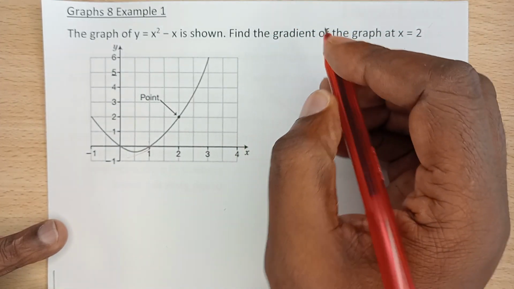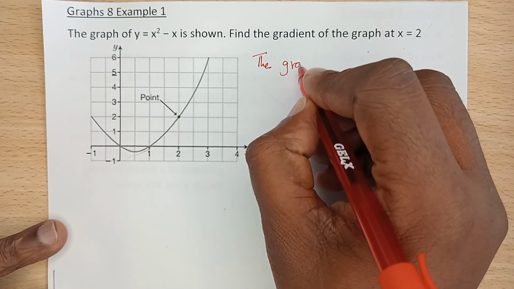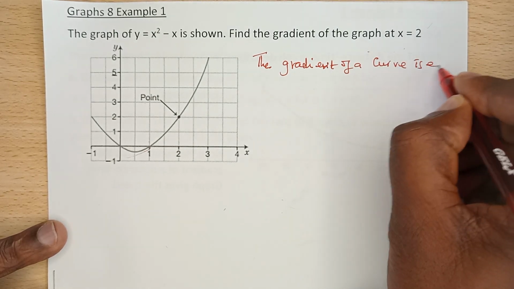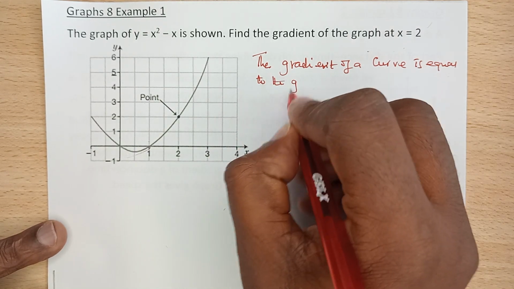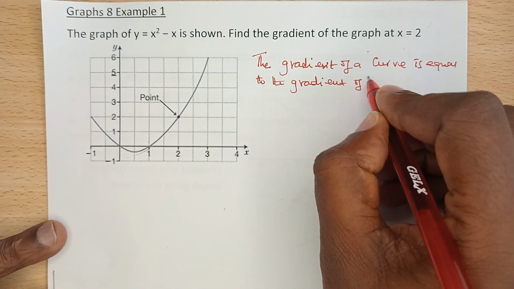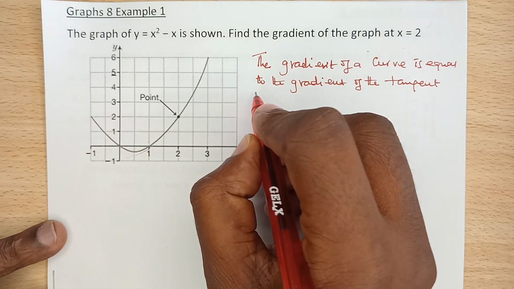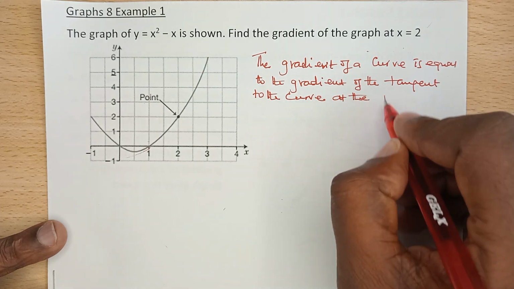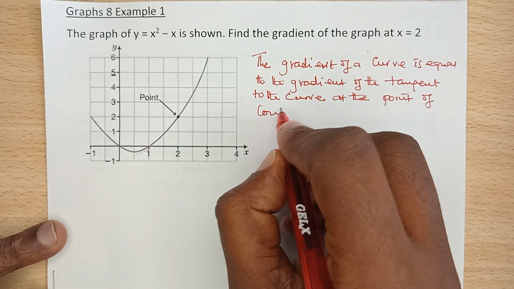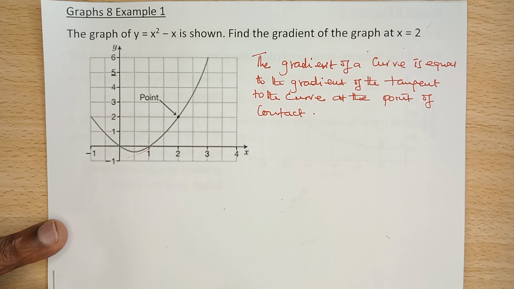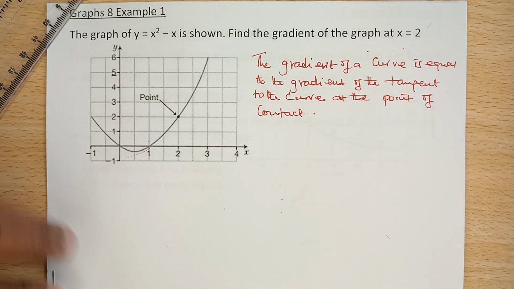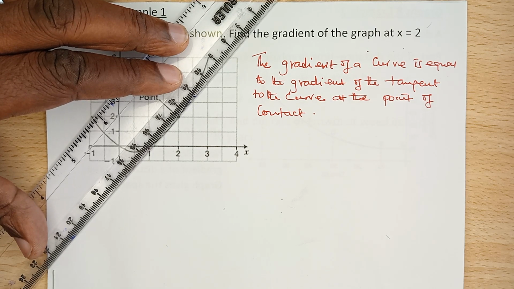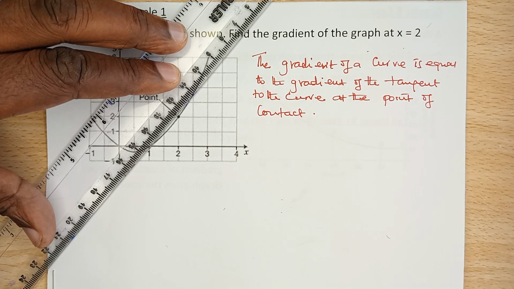If we want to put something down, the gradient of a curve is equal to the gradient of the tangent to the curve at the point of contact. At the point of contact means the tangent is a straight line that touches the curve at only one point. So the gradient of this curve at x equals 2 is the gradient of the tangent. The tangent is a straight line that touches the curve at that particular point.